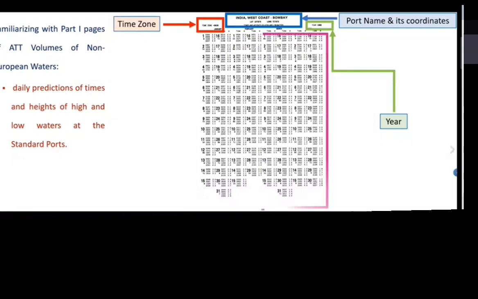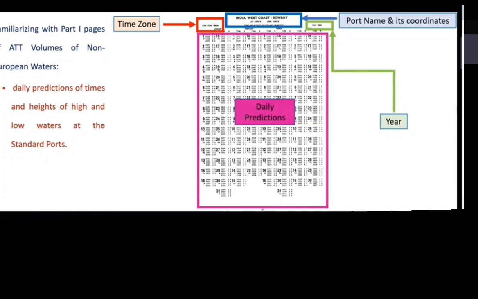Then we have the main body of the page, which contains the daily predictions. This page is similar to what we also had in ATT volume 1. We shall now familiarize ourselves with the diagram that shall facilitate calculation of heights of tide at times other than high water and low water. The diagram that shall be used for all ports of non-European waters is the one that is shown on the screen.